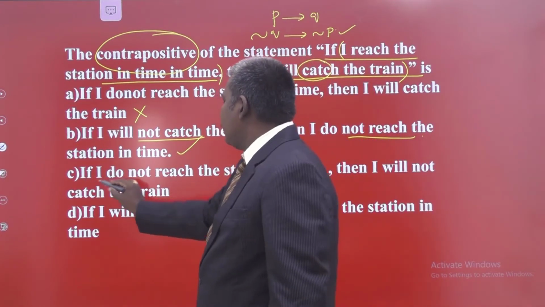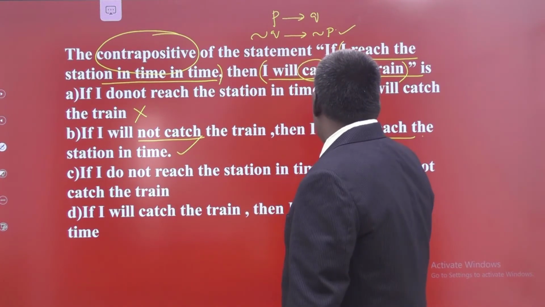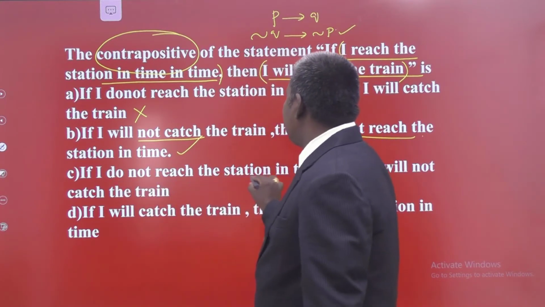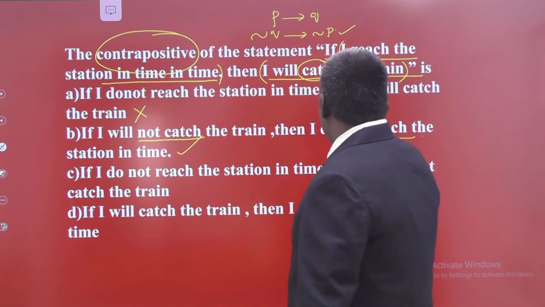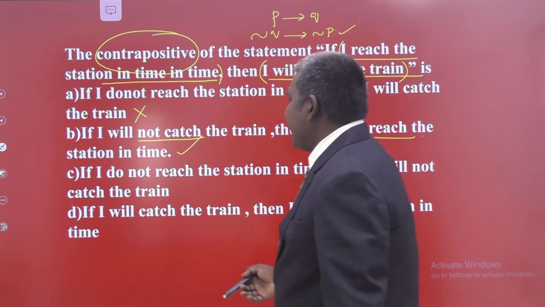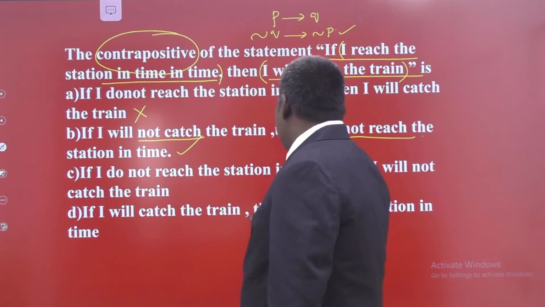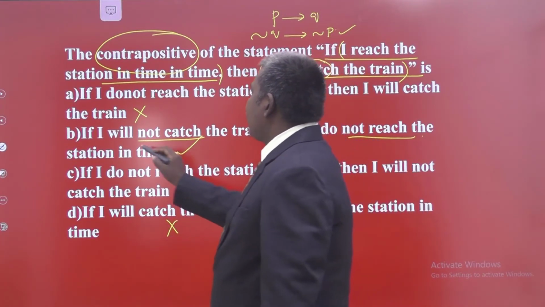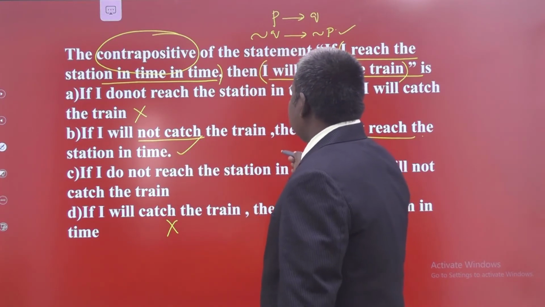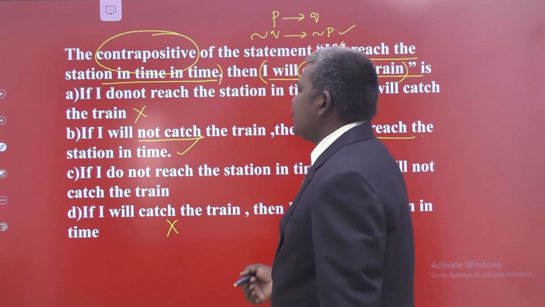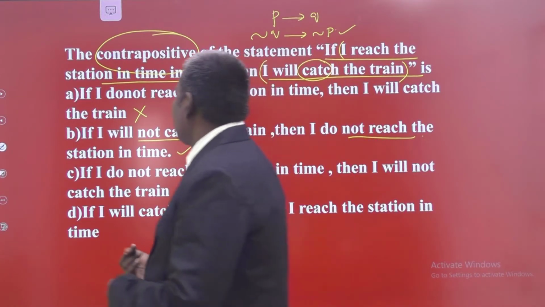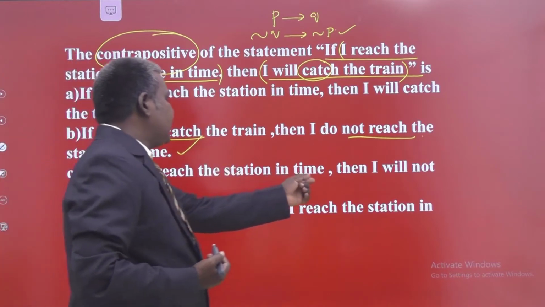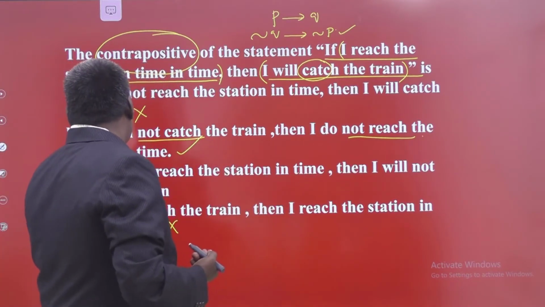Similarly, this is also wrong: if I do not reach the station in time, then I will not catch the train. If I will not catch the train, then I reach the station. This is also wrong. So, if I will not catch the train, then I do not reach the station in time is the correct statement.